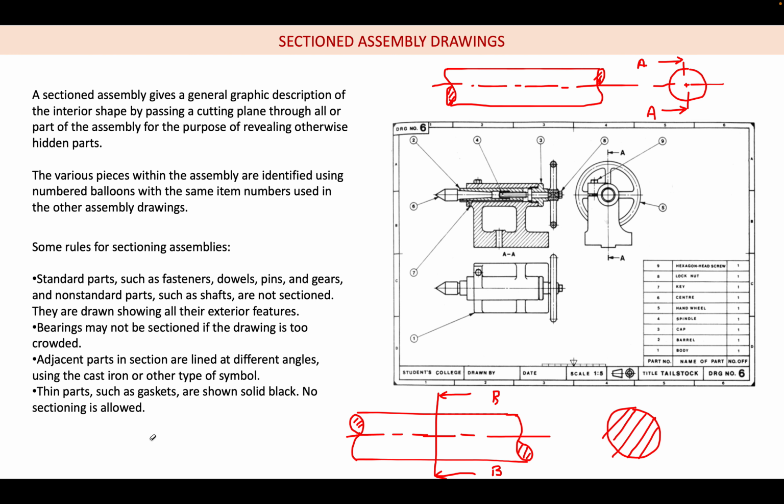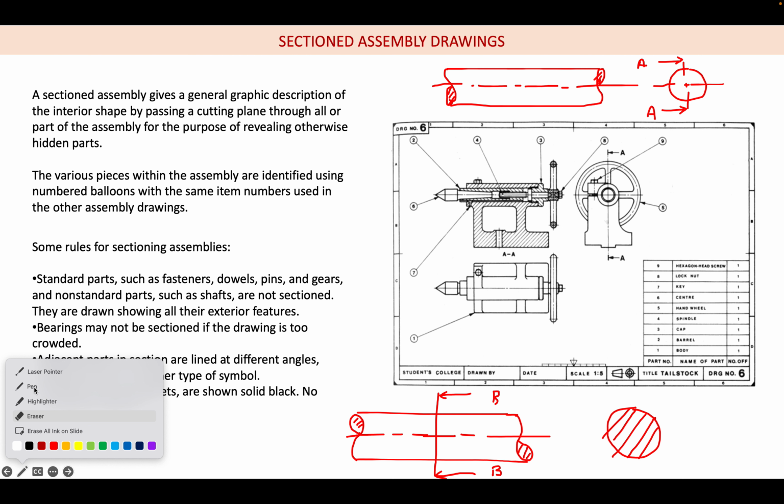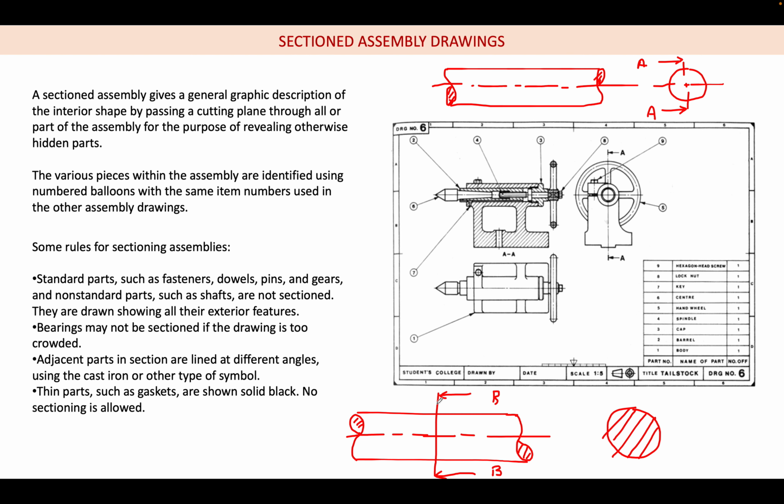And here, when the cutting plane passes perpendicular to the axis and it is parallel to the cross section, then for highlighting the cross section we are going to section it. So any doubt in this thing? I hope there is no doubt. So that is for the shaft.